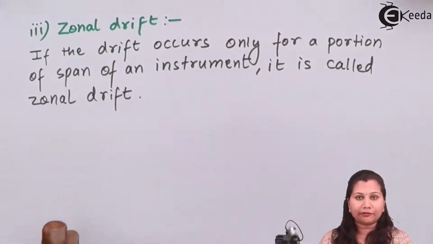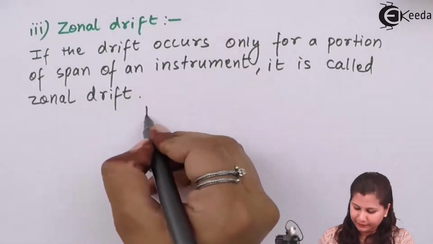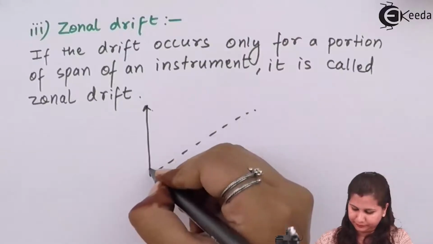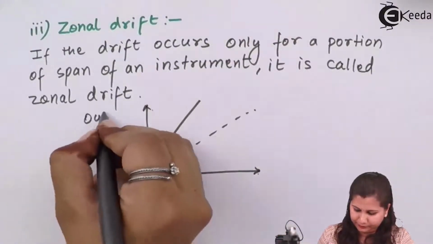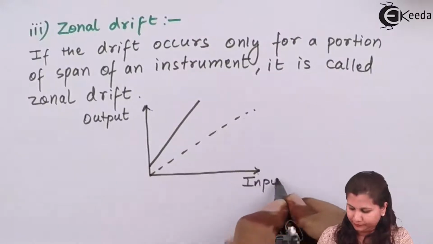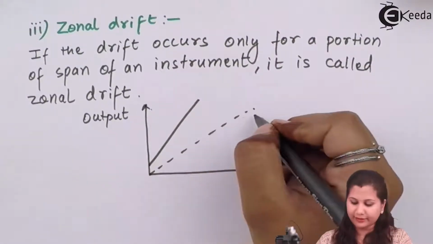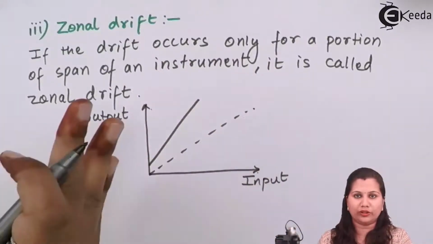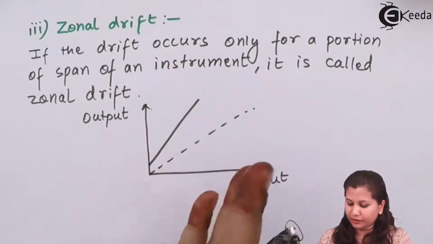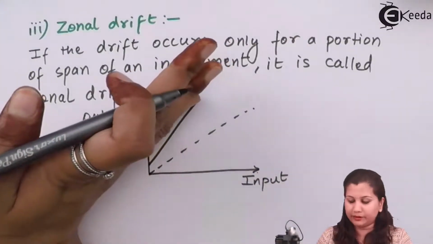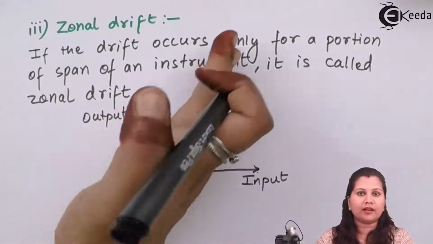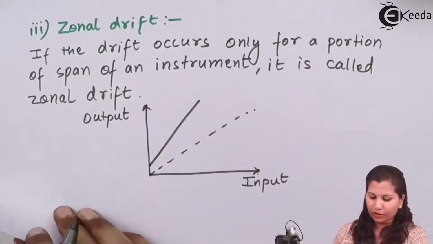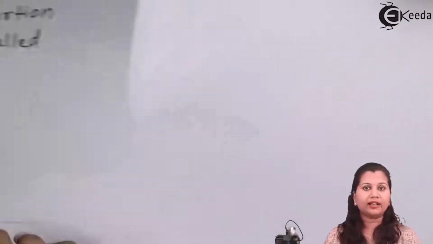Now, if we draw the graph for it, then it will be like this. Again, these are the nominal characteristics, and this is the characteristic due to the span drift and also due to the zero drift. In zero drift, the complete calibration has shifted to some other point, and also it is for some specific zone of the instrument only. So this was the static characteristic drift.